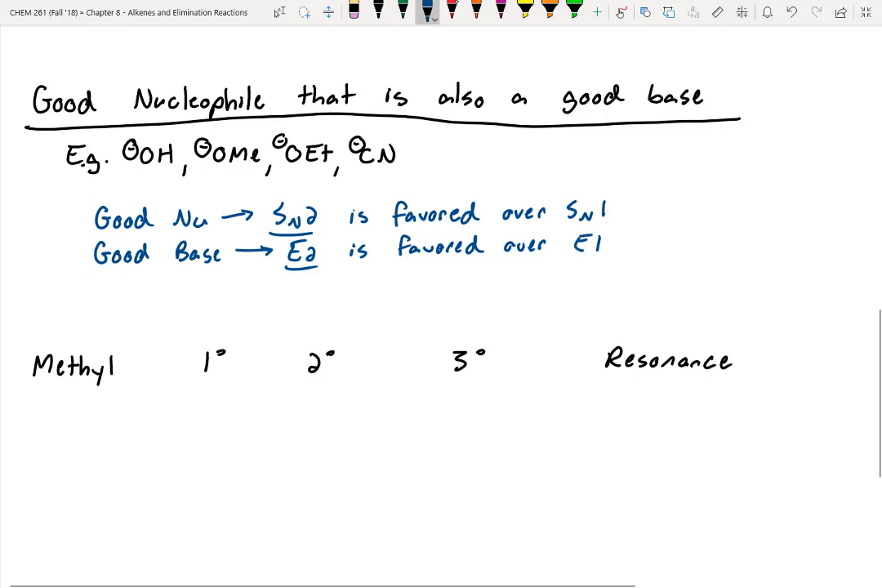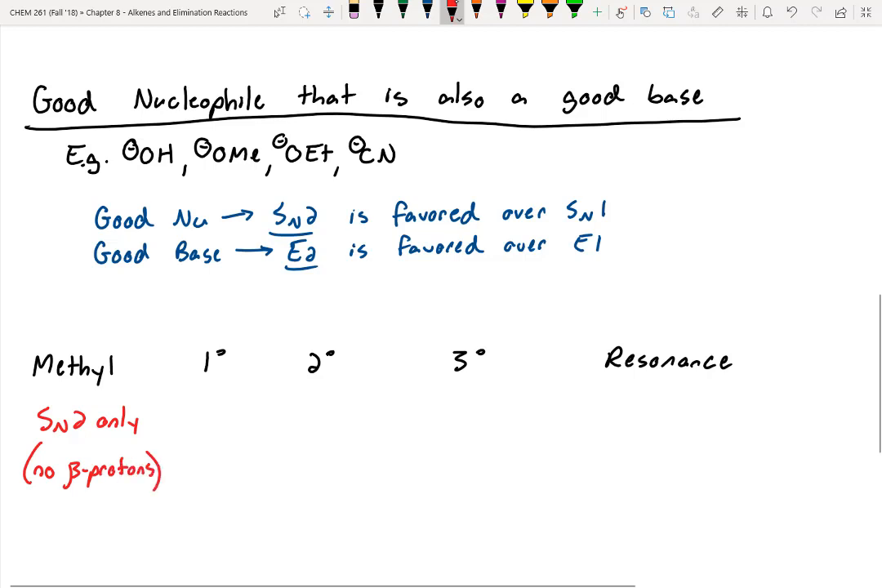All right, so let's start with the methyl one. Is that going to ever do E2? No. So what does that tell us? SN2 only. No beta protons. So that one's pretty easy.